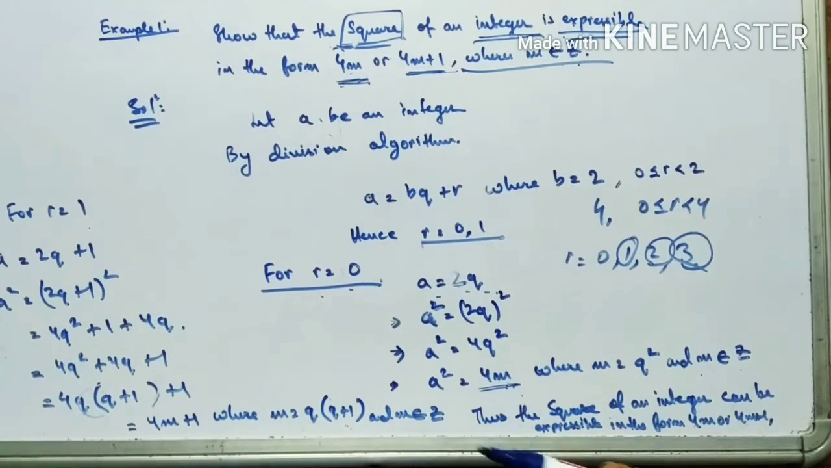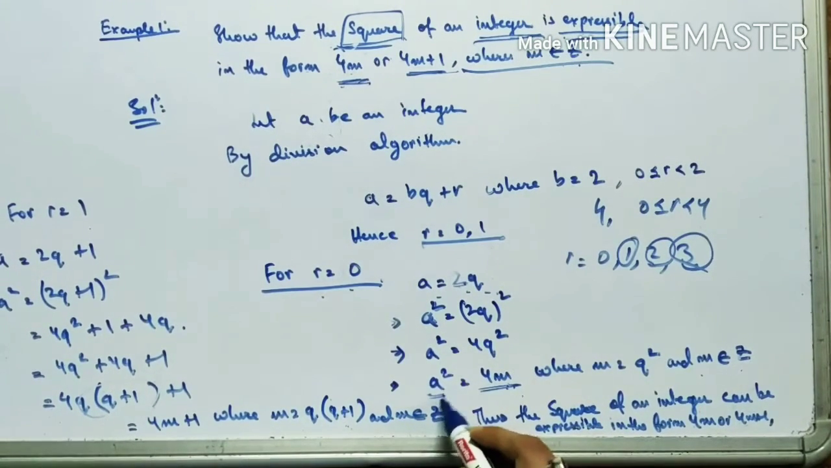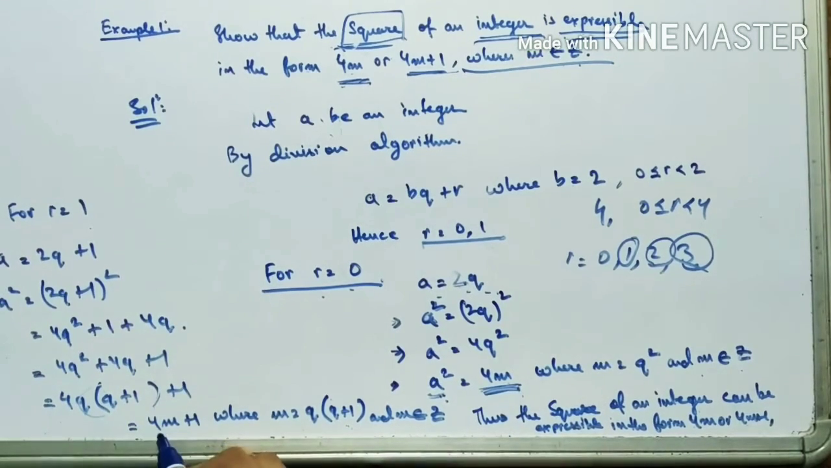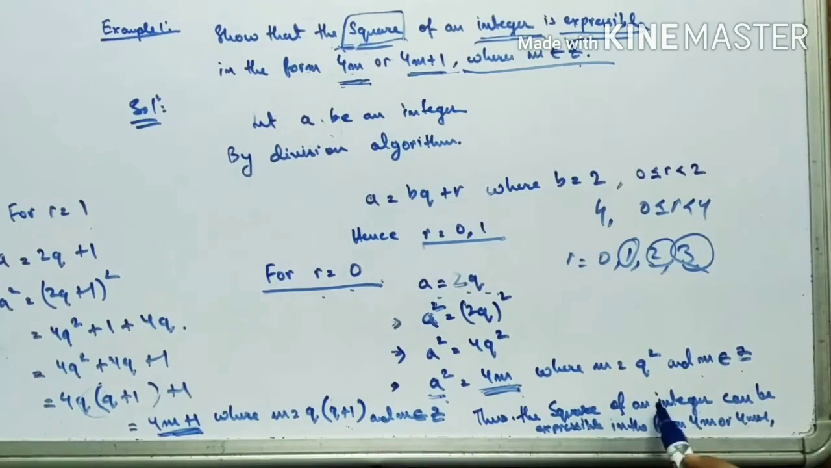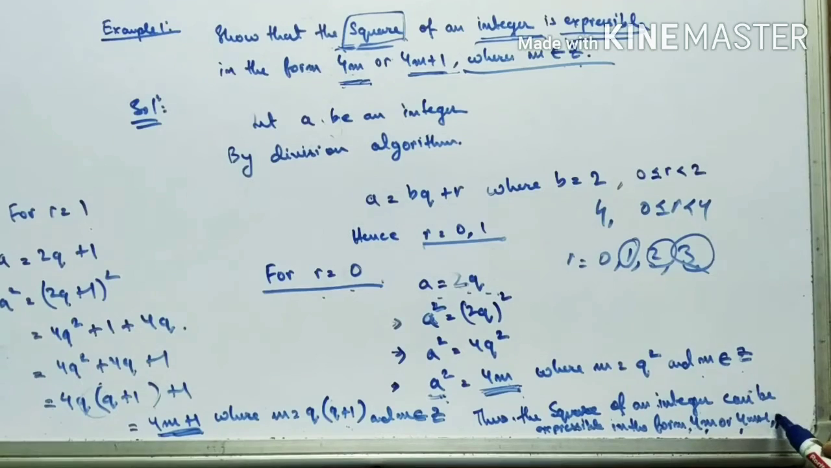So therefore what I showed is that a is an integer, and the square of an integer can be expressed in the form of 4m and can be expressed in the form of 4m plus 1. Thus the square of an integer can be expressed in the form of 4m or 4m plus 1. This one is finished.